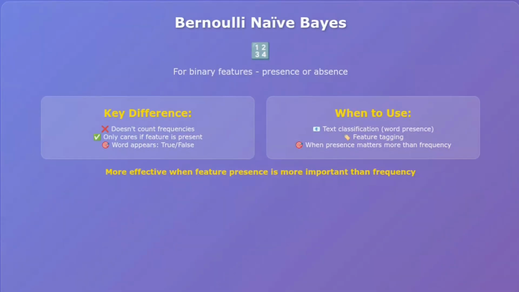Bernoulli naive Bayes deals with binary features, things that are either true or false, present or absent. In text classification, instead of counting word frequencies, it only cares whether a word appears or not. This can be more effective when the presence of a feature matters more than how frequently it occurs.